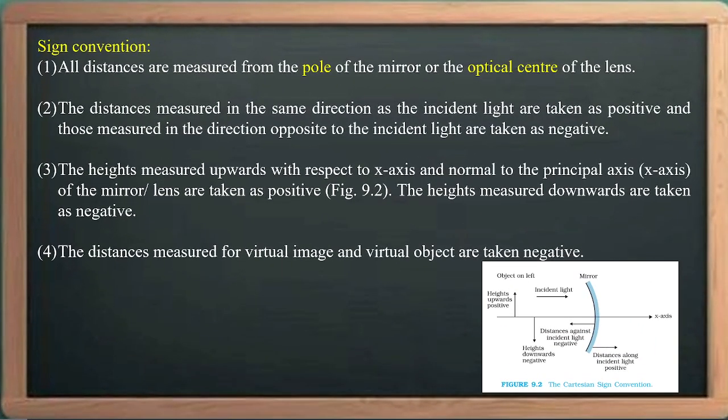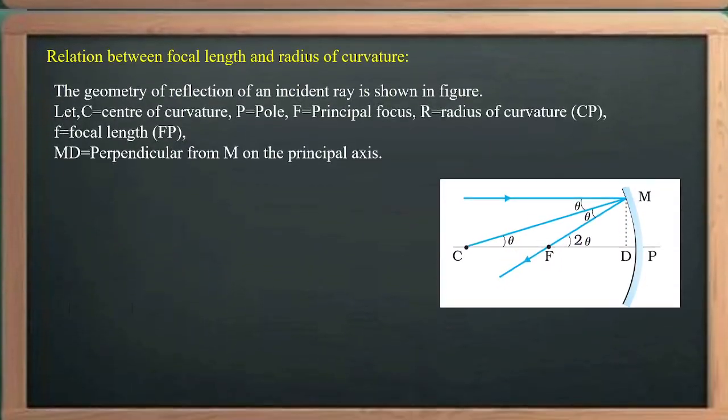Moving on to the sign convention. So this also you must study. That is giving positive sign or negative sign for height of the object, image distance, object distance, all those things that you should learn. You can just go through the theory part.